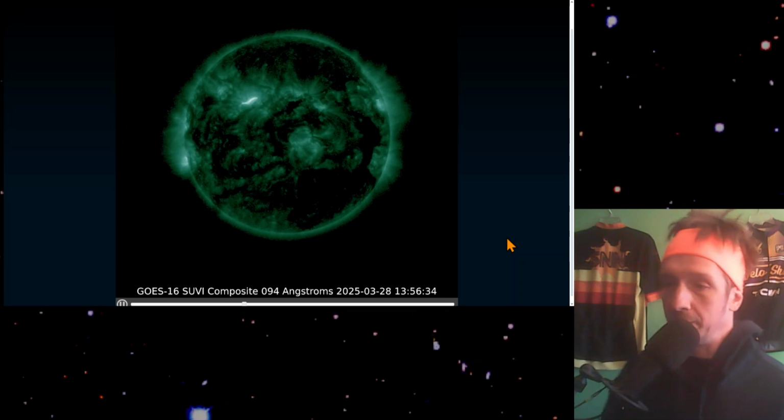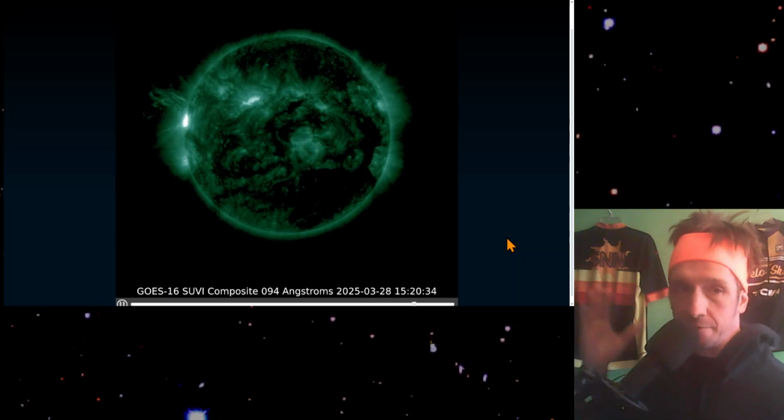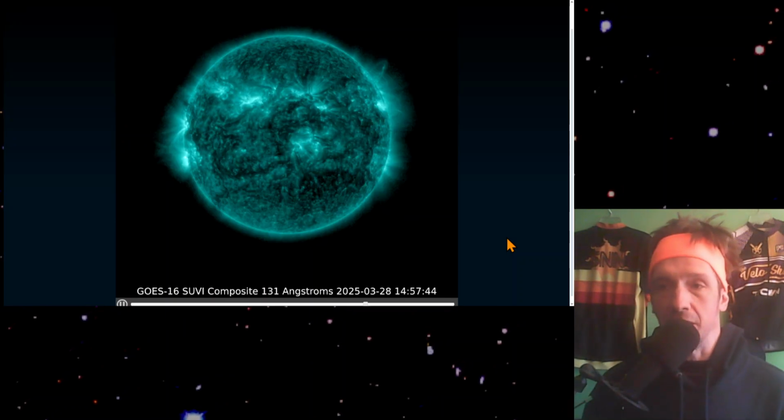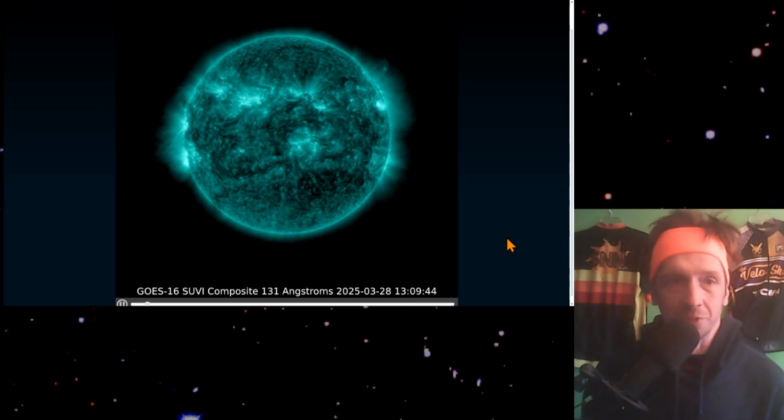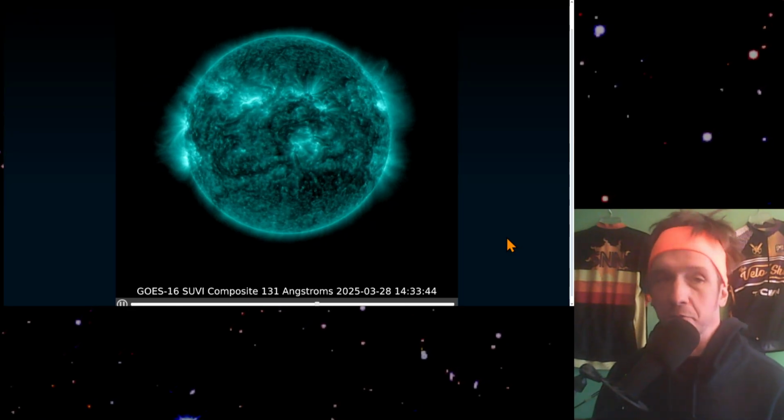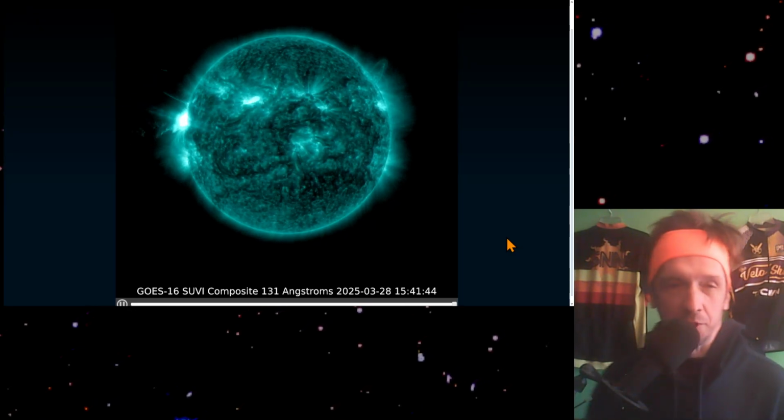This is a good wavelength for showing the flare itself, 94 angstroms on the GOES 16 SUVI. Here's 131 angstroms, again, great for showing the flare, which is that bright flash.